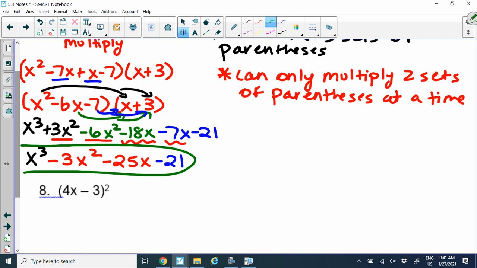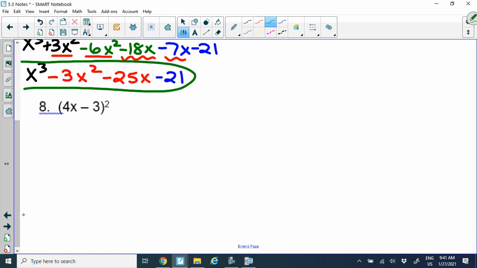Okay, let's look at number 8. So number 8, we have 4x minus 3 squared. Now, we've seen this before, especially in our quadratics unit. But what does that squared represent? Well, what this represents is saying we have 4x minus 3 and 4x minus 3. So we have 2 of the same factors.